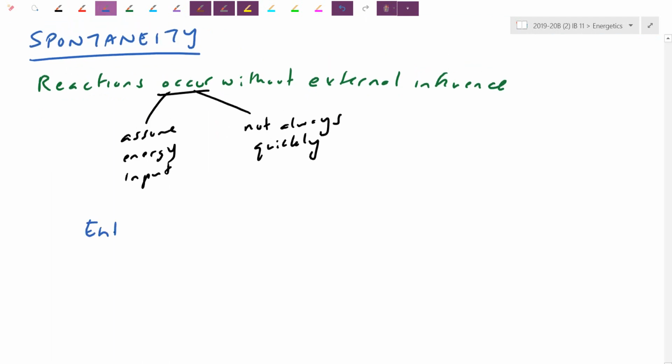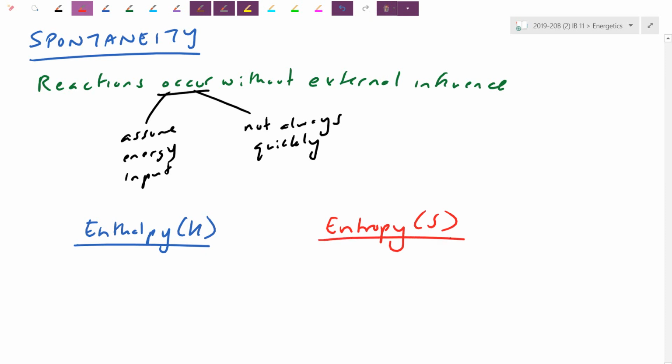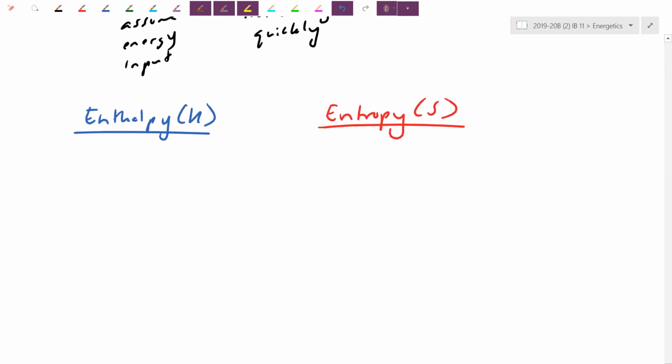Enthalpy, we spent most of this chapter on. Enthalpy was looking at heat. It's going to be sort of the energy change. The other one, which we spent just this half lesson on, entropy, turns out to be equally important. That's the amount of chaos, the amount of randomness that we have. Let's look at enthalpy first.